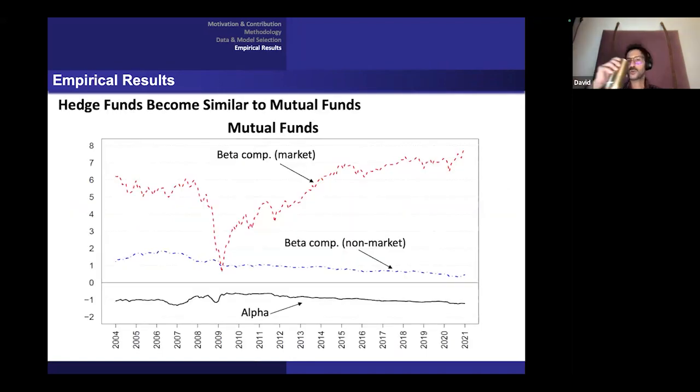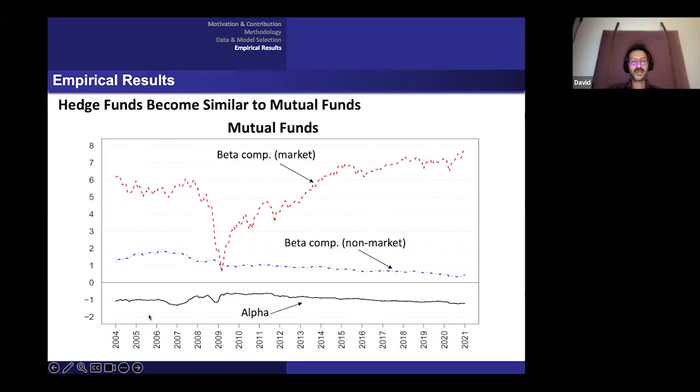Let's dig now into a dynamic analysis. So what you see here on the horizontal axis is time. This is the performance of mutual funds. So for the first picture, let me show you the mutual fund universe.